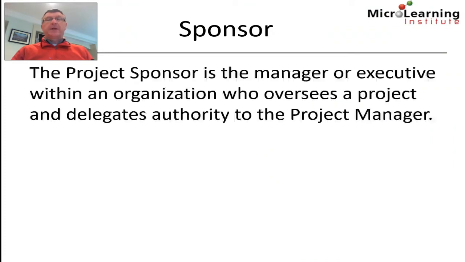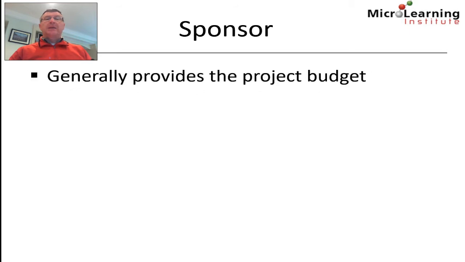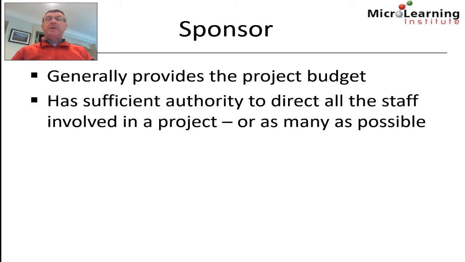Firstly, let's look at the role of the sponsor. The project sponsor is a manager or an executive within an organization who oversees a project and delegates authority to the project manager. As we've said, the sponsor isn't involved in the detail of the delivery of the project. That's the role of the project manager, but the sponsor has a role for overseeing all of that. The sponsor generally provides the project budget. So typically the sponsor is a member of the senior management team of the organization who has budget authority for the project.